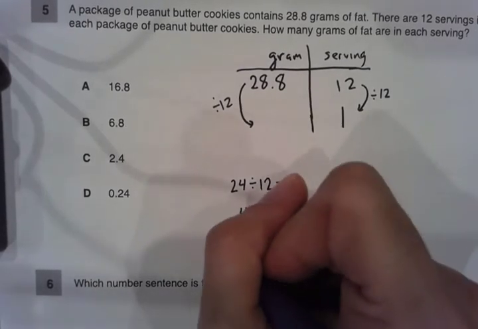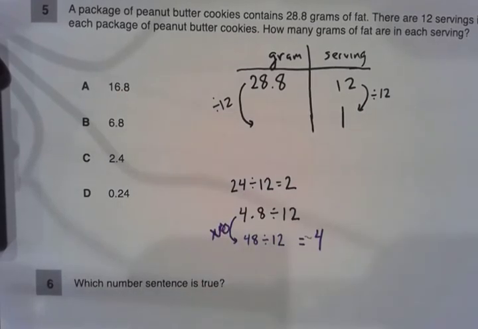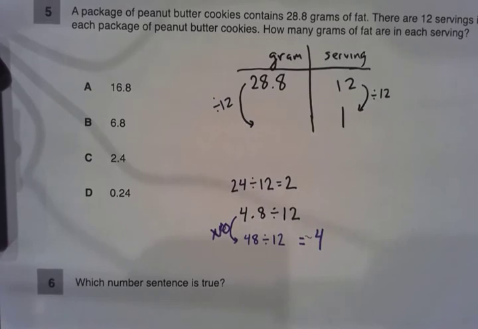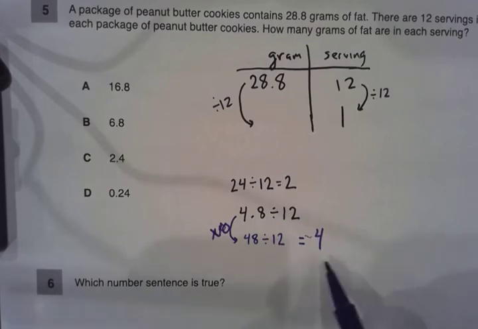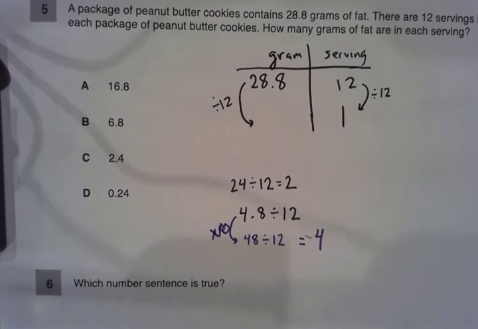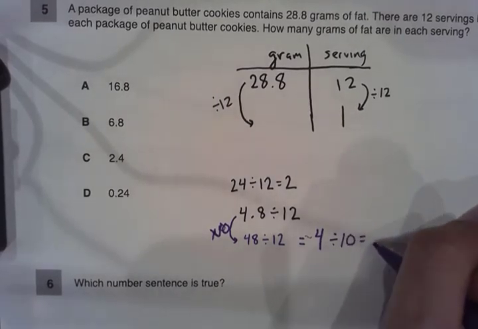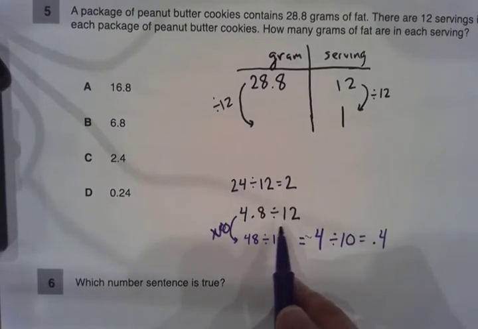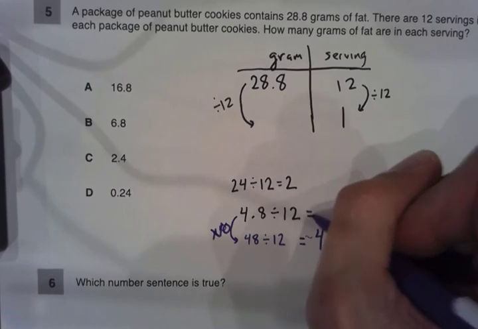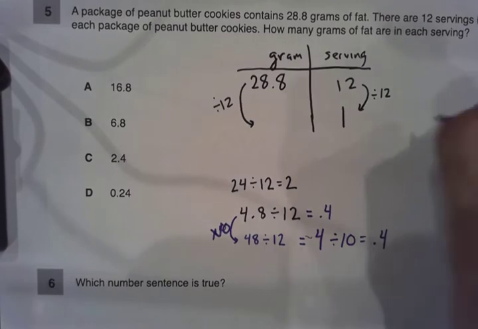However, this times 10 we did right here, we have to reverse that. I'm not allowed just to multiply things by 10 whenever I feel like it. Because I multiplied it by 10, I now need to do the opposite to make everything back to normal. Meaning I now need to divide this 4 by 10. So 4 divided by 10, well, that's going to be the same as 0.4, giving us our answer, 4.8 divided by 12 is 0.4.